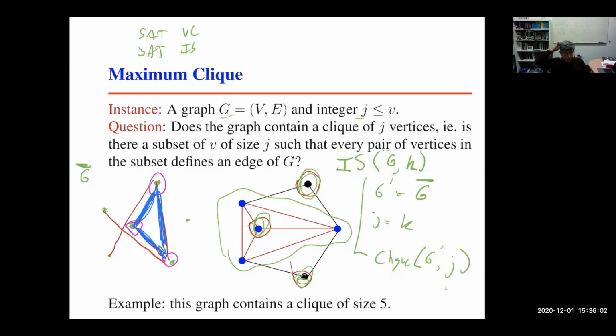Does everybody see that this is the clique in the complement? If this was an independent set in the original, when we complemented it, we got this as a clique. So finding a large independent set in G is the same as finding a large clique in the complement of G. Any questions?